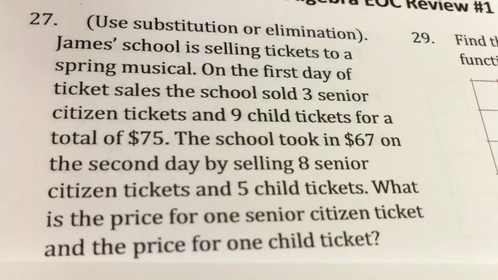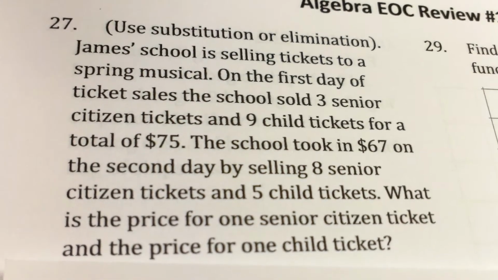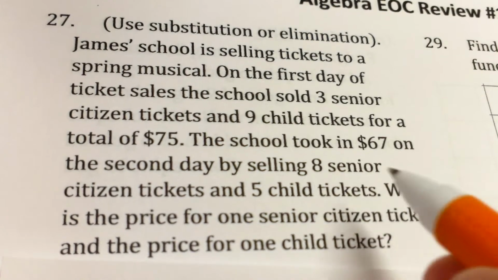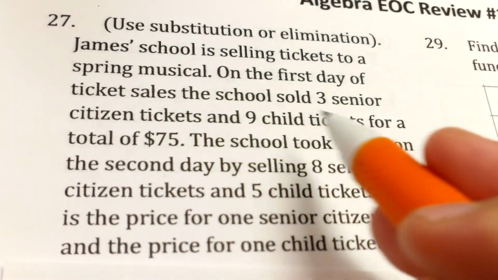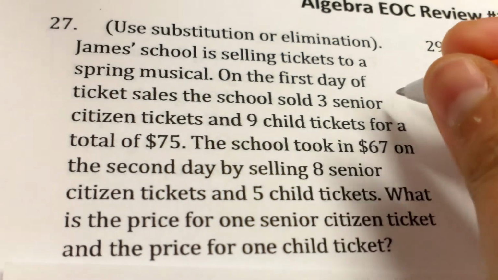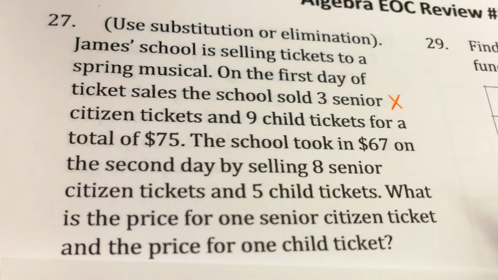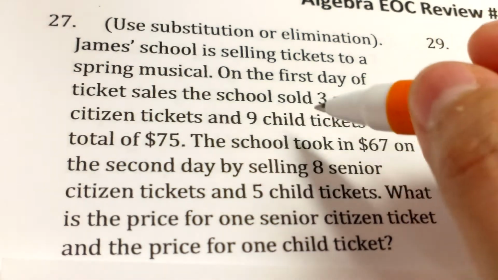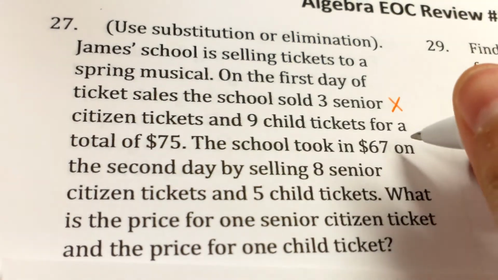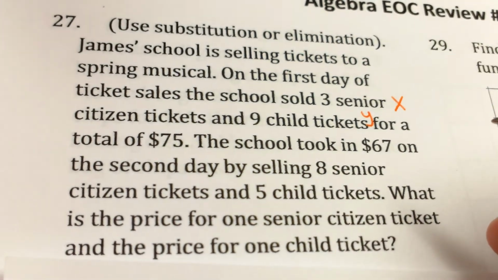So we would come up with 2 equations that we would have to write, and then solve. Let's write the first equation, which is the amount of sales on the first day. On the first day, the school sold 3 senior citizen tickets. We can say X is for senior citizen, because we don't know how much each ticket costs. And then 9 child tickets for a total of 75. My child would be Y, so my senior would be X, my child would be Y.